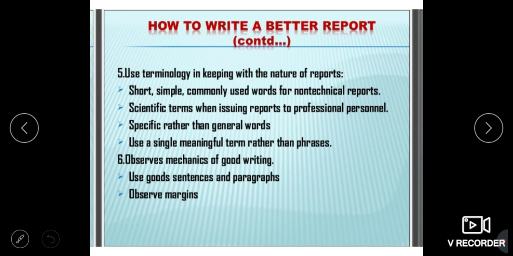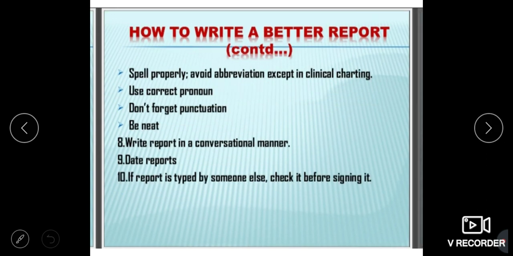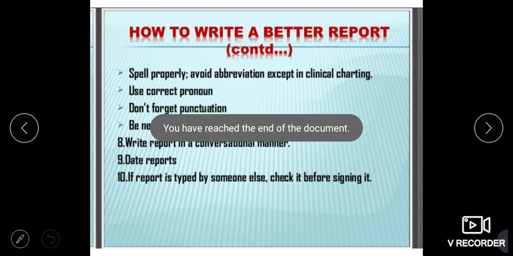Let us observe mechanics. Use good sentences and paragraphs. Observe margins. Spell properly. Use correct pronouns. Do not forget punctuation. Be neat. Write the report in a conversational manner. Date the report. If the report is typed by someone else, check it before signing. All of them should be in the records.